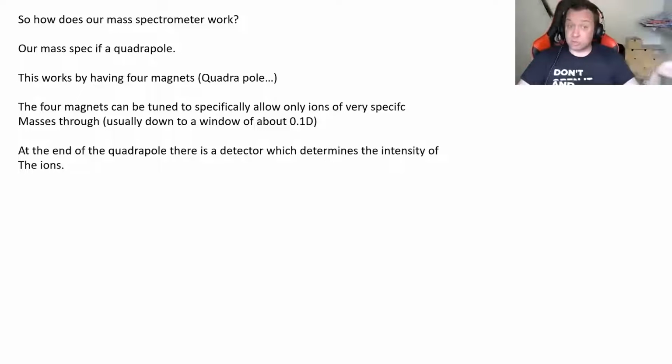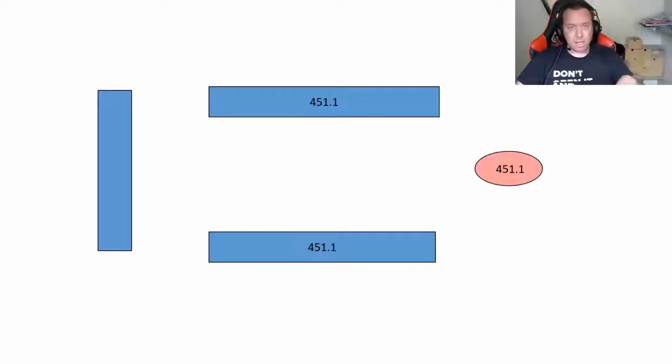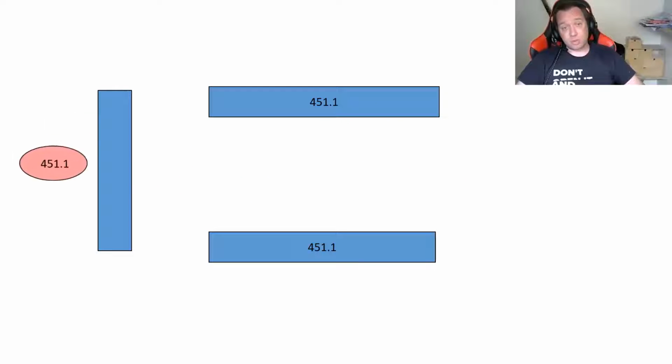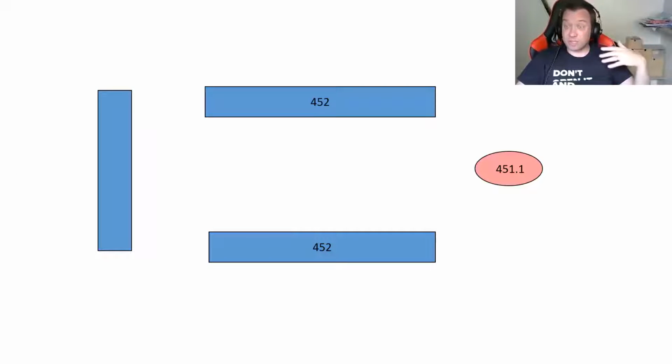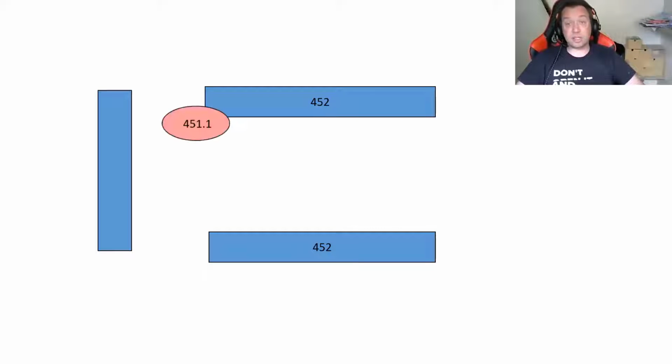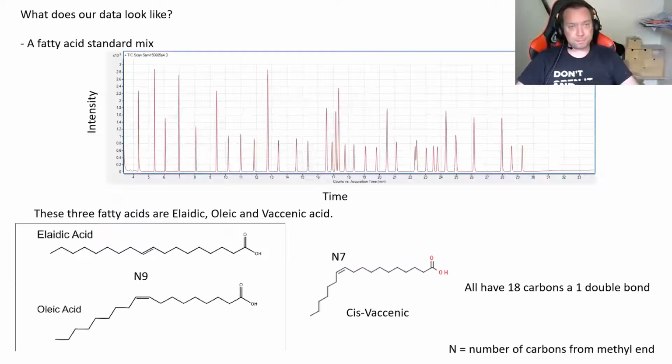And at the end of the quadrupole, as I say, we have a detector, and that simply measures the amount of stuff hitting it. The way it works is this: if you have tuned your quadrupole to 451.1 daltons, and you have an ion of 451.1 daltons, it is able to wibble through and hit the detector, generating a signal. If, on the other hand, you scan up to 452 daltons, it doesn't make it through, it crashes, and so you don't detect it. And so that's the principle behind how a quadrupole works.